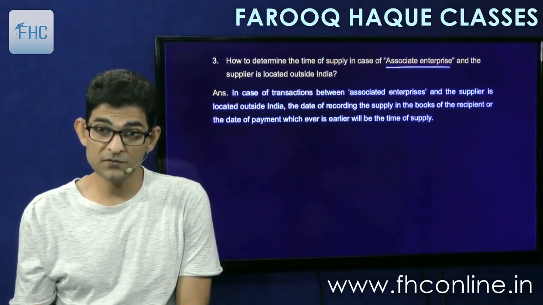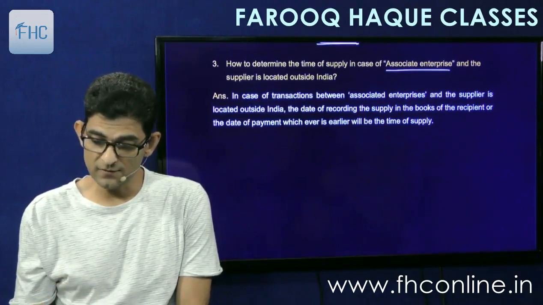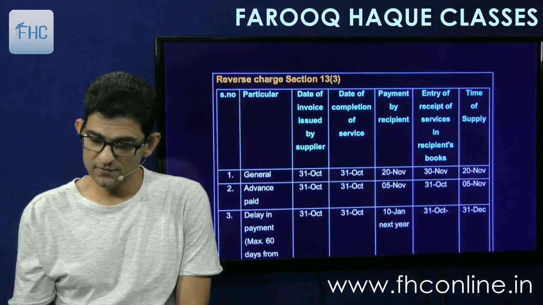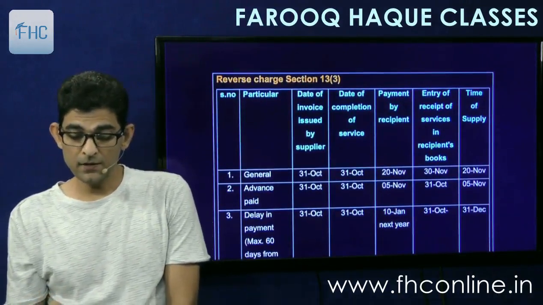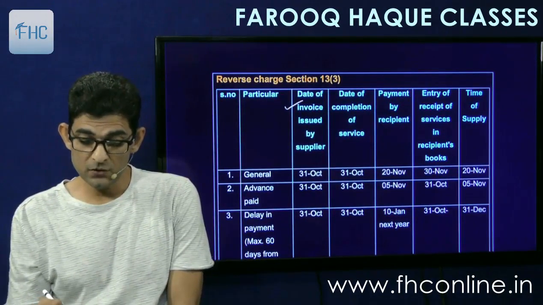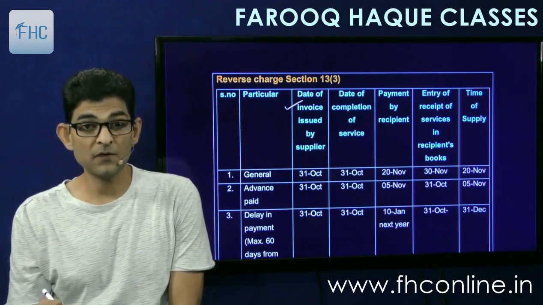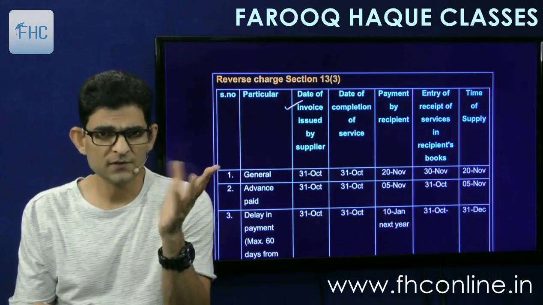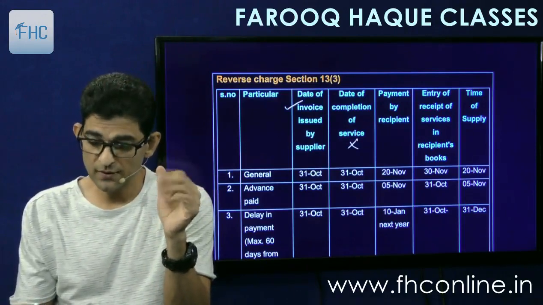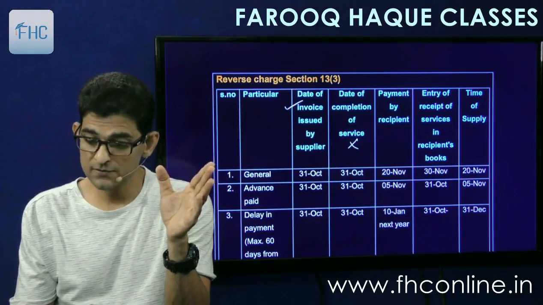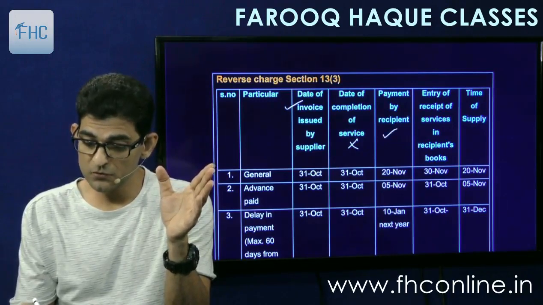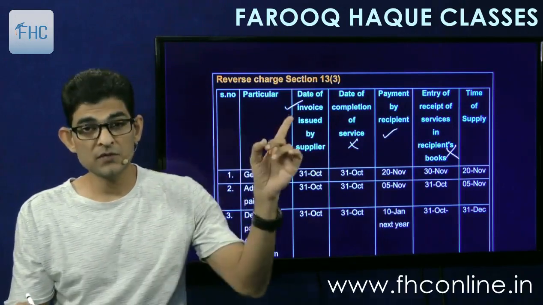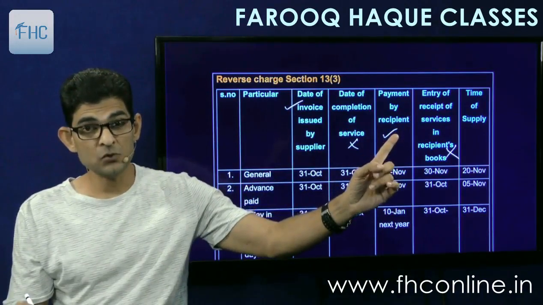For that import of service, we had seen this in detail. So let's see an example on that. Date of invoice issued by the supplier. From this we'll have to see 60 days. Date of completion of service, of no use. Payment, yes. Entry of service in the books of accounts of the recipient, no use. So we are going to see the invoice date and the payment, and the payment should be within 60 days.